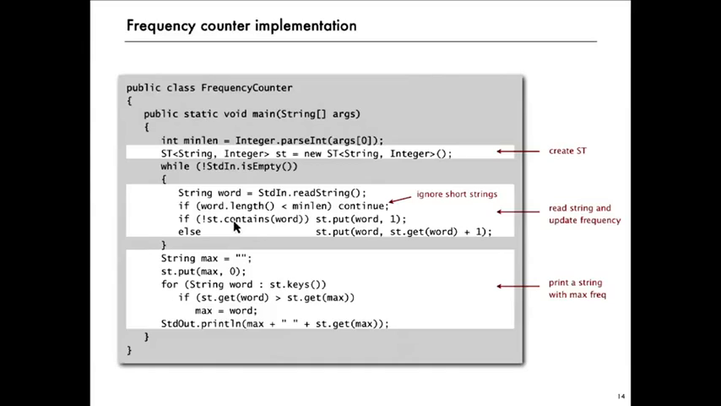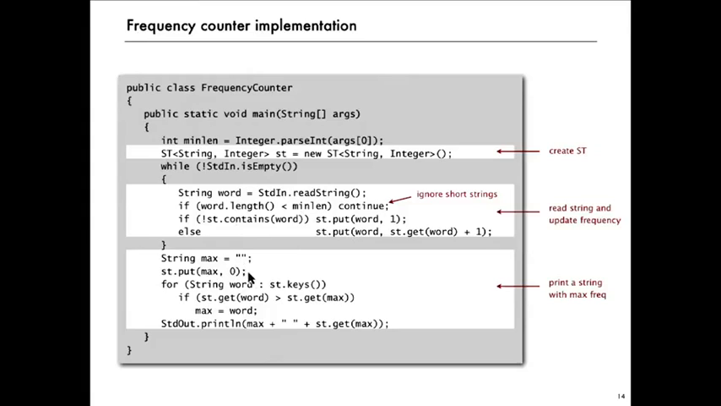And now the integer that we're going to associate with each word is the frequency of occurrence of that word in the symbol table. So if the word's not in the symbol table, we'll put it there with a frequency of occurrence of 1. That's the first time we saw the word. If it is in the symbol table, we'll just overwrite the old value, which is st.get(word), with the new value, st.get(word) plus 1. So increment the frequency in the symbol table. So this loop reads in all the data and associates each word with its frequency of occurrence.